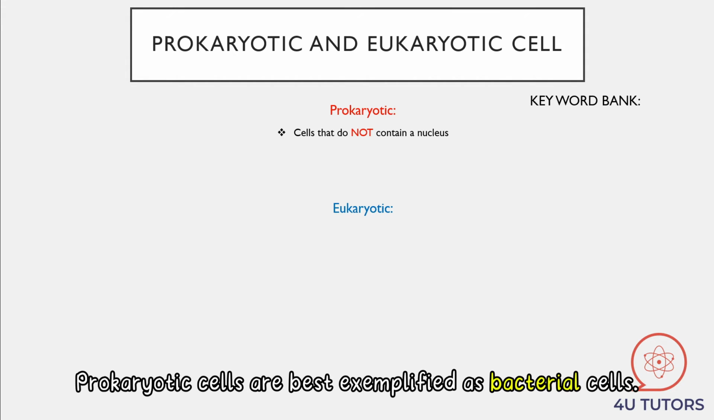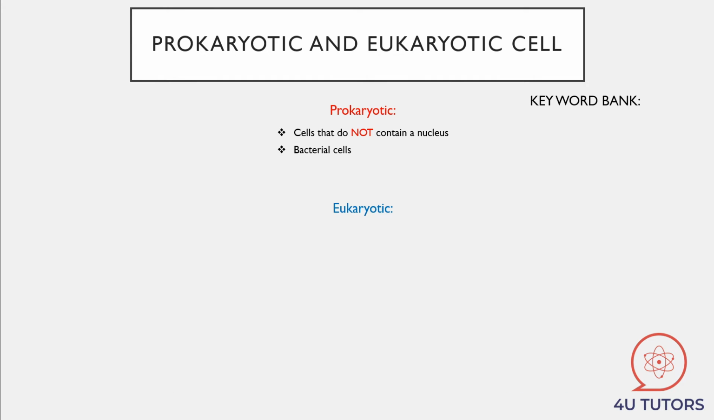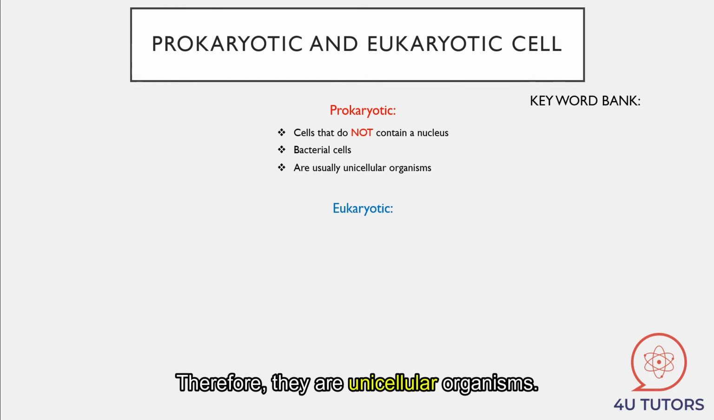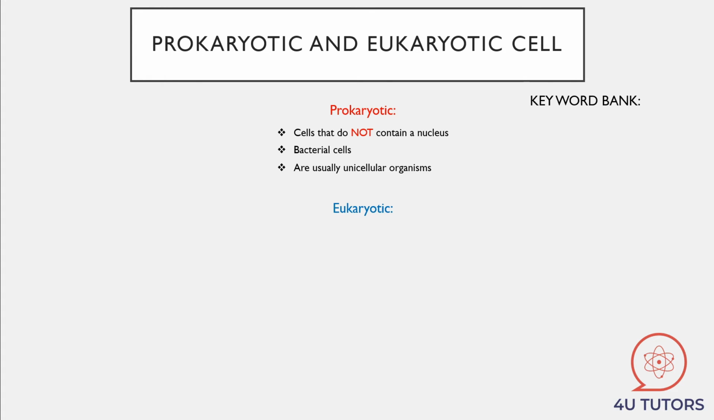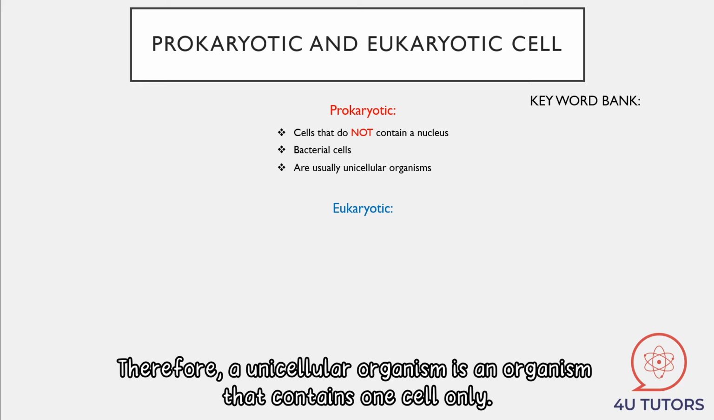Prokaryotic cells are best exemplified using bacterial cells. Therefore, they are unicellular organisms. Uni means one, cellular is of course cells, therefore a unicellular organism is an organism that contains one cell only.